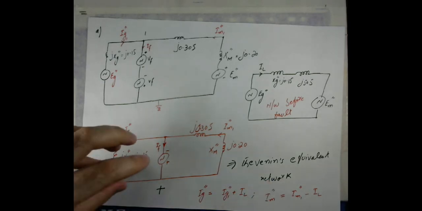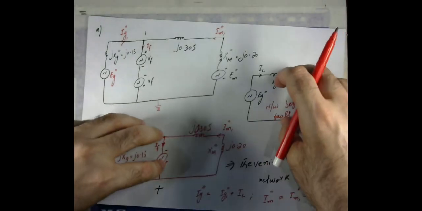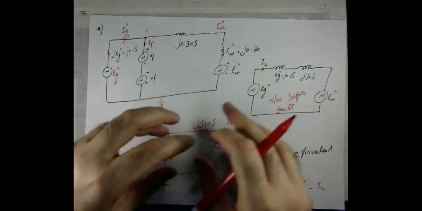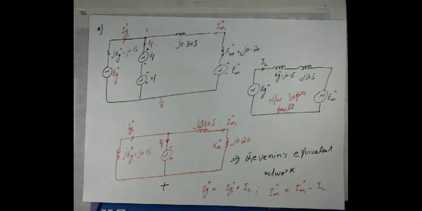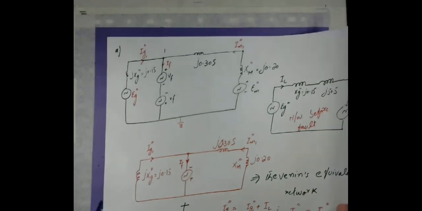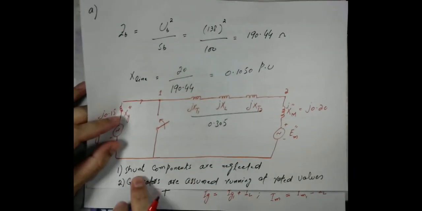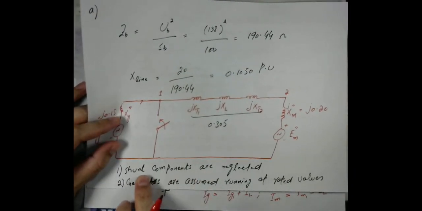Once again, this is the Thevenin equivalent network, and that is the network before the fault, and we will add the values obtained in both circuits to get the resultant values during the faulty condition. Let me follow all these steps once again. Looking at the Thevenin equivalent network, as I mentioned, we need to make two assumptions. One was related to the shunt component, the fact that we neglect the shunt component.